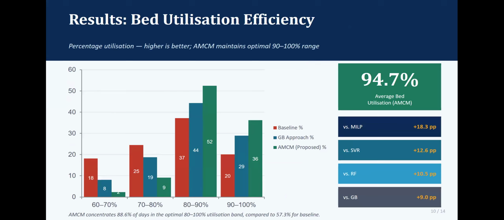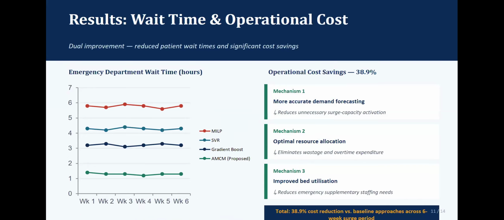So we had the baselines with respect to MILP, we had an 18.3% increase. With respect to SVR, it is a 12.6% increase. With respect to random forest, it is 10.5%, and with respect to GB, it is 9.9%. Okay, and the next comparative study which we did is with respect to emergency department waiting time.